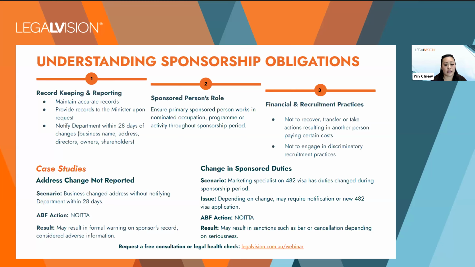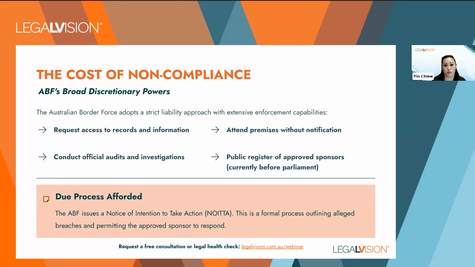Okay, so let's talk about the cost of non-compliance, because I've given an overview of what could happen in some of the specific case studies. The Australian Border Force can take action such as cancelling the sponsorship, barring them from sponsorship, making them pay penalty notices, issuing them a formal warning. It really depends on the actual circumstances, whether it's a one-off circumstance or there's a pattern of circumstances that have led to this overall breach as well.